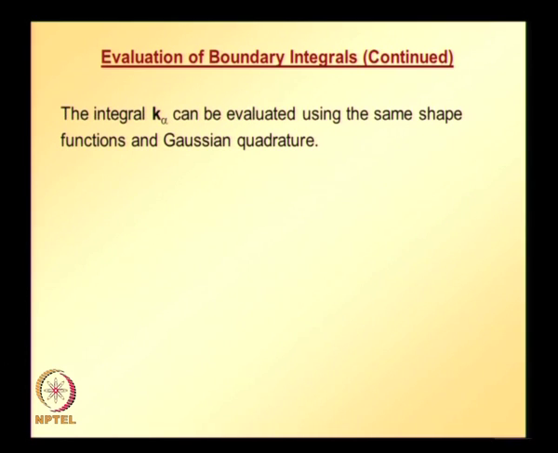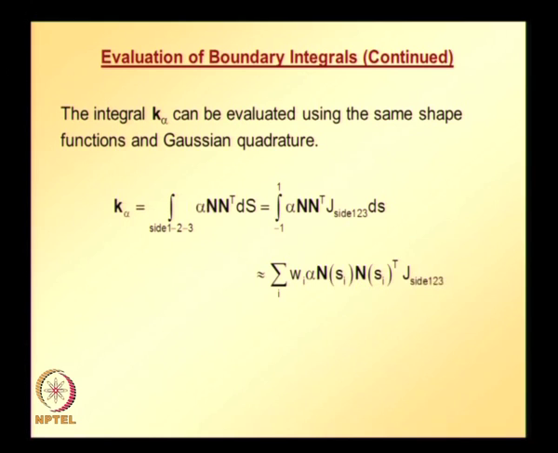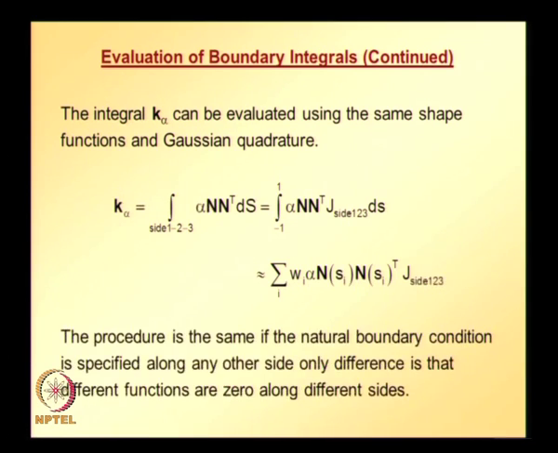Similarly, we can evaluate k alpha using the same shape functions and using this formula. The procedure is the same if the natural boundary condition is specified along any other edge or side. The only difference is that different shape functions are 0 along different sides. And now let us quickly take an example.